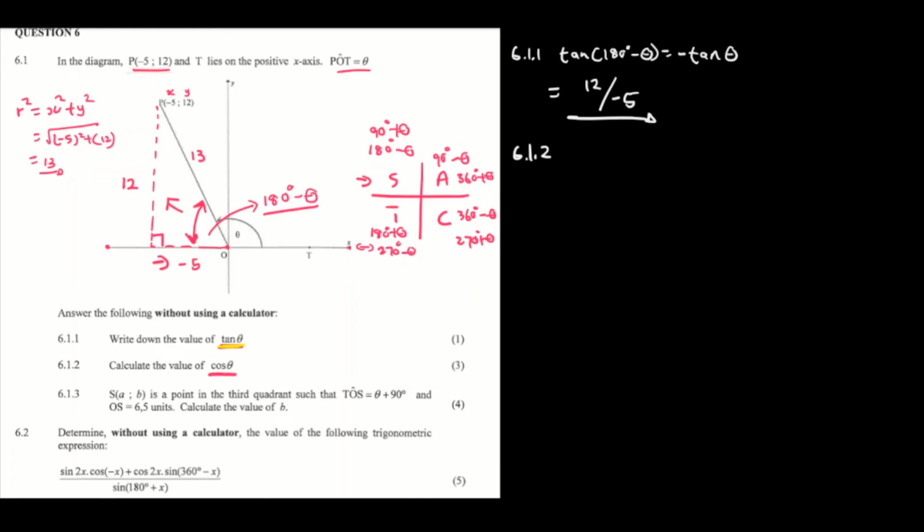So you go back to our triangle. What is the adjacent side of this angle of 180 degrees minus theta? It is actually minus 5. Minus 5 is our adjacent side, and our hypotenuse is 13. So you're just going to write that cos of 180 degrees minus theta. We know very well that if you reduce this, it's going to be negative cos of theta.